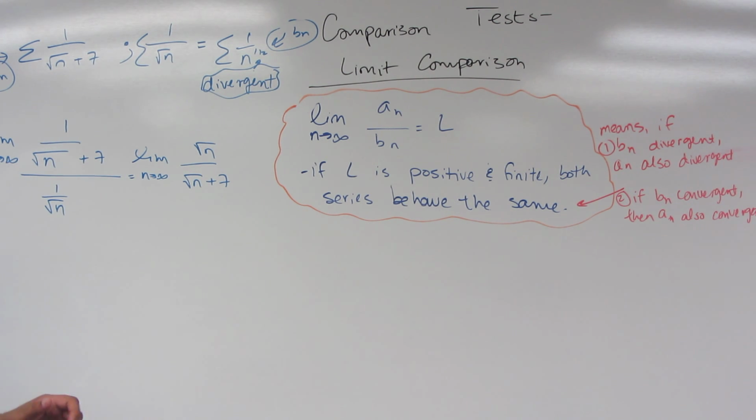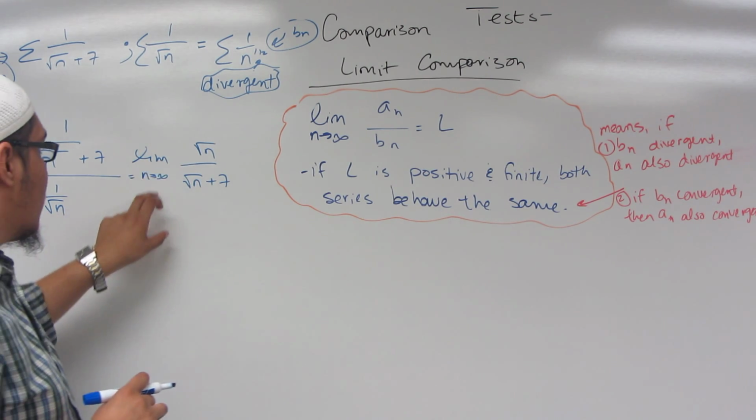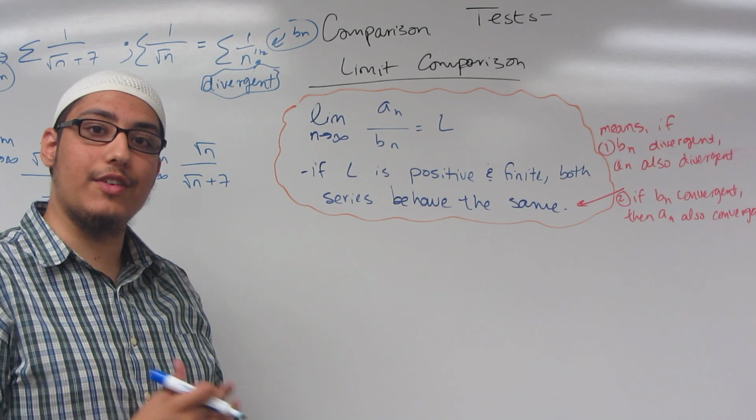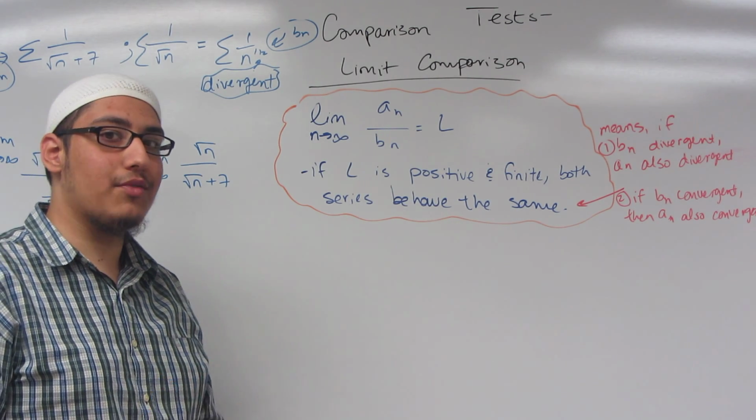Now, when you substitute infinity into there, we'll get infinity over infinity, which is an indeterminate form.